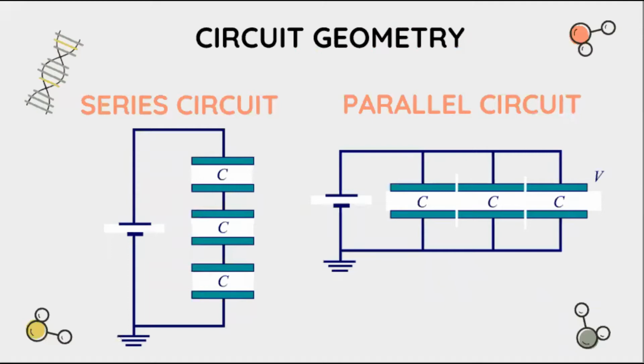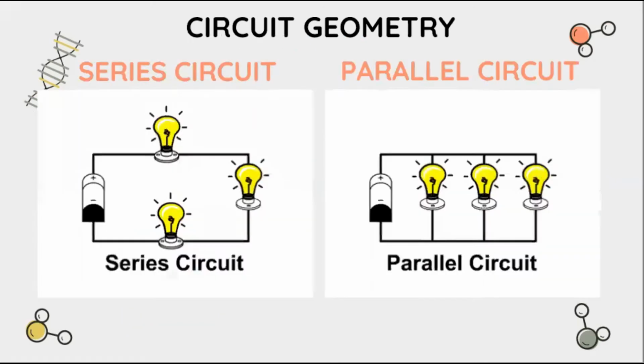In circuit geometry, it is divided into two types: series circuit and parallel circuit. What could you see as the difference between a series circuit and a parallel circuit? In a series circuit, all components are connected to one volt source. In a parallel circuit, it is divided into nodes. For example, we have loads, components connected in these two types of circuit, for example, a light bulb.